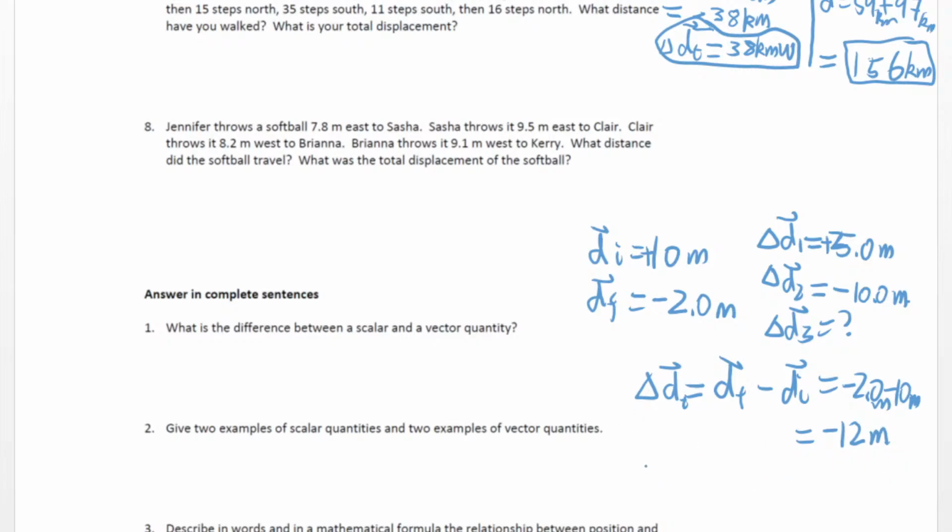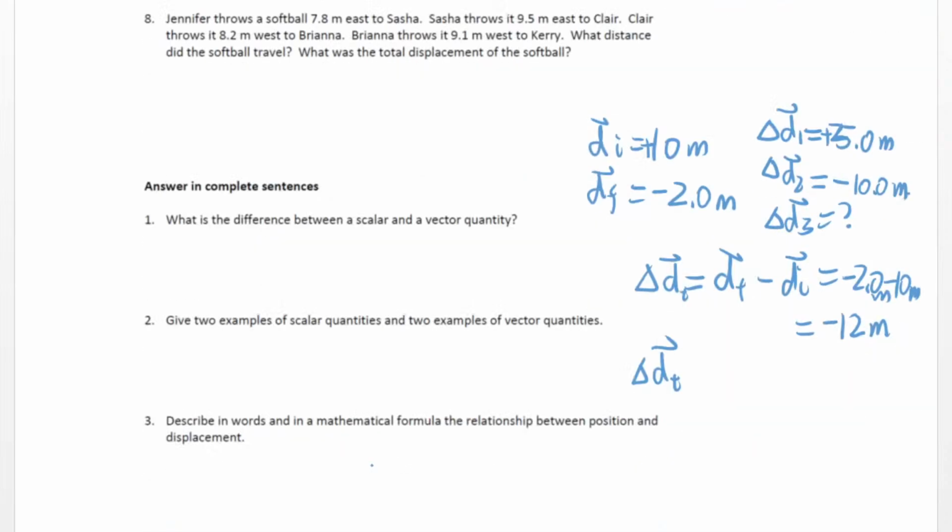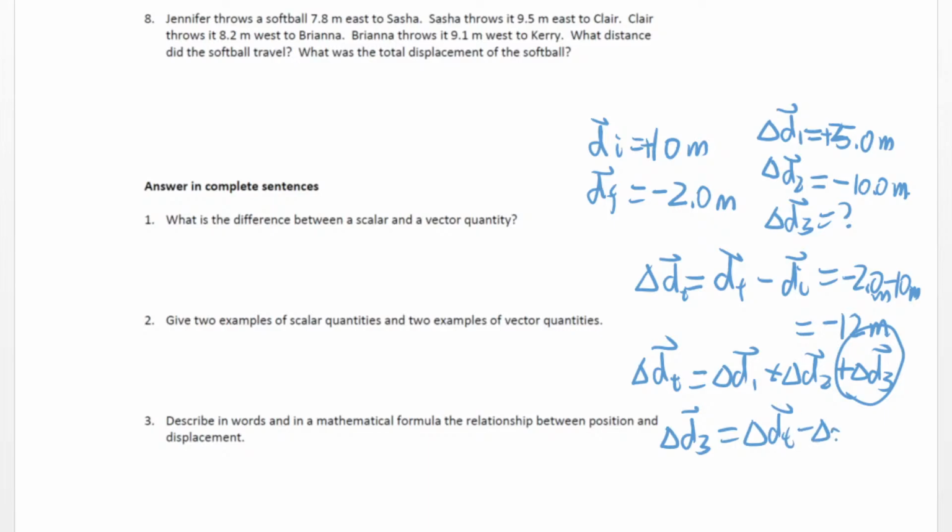Now, we also know displacement total. I'll scroll down a little bit so you can see what's on my screen. Total is equal to displacement 1 plus displacement 2 plus displacement 3. So to find displacement 3, displacement 3 is equal to total minus 1 minus 2. So total is negative 12 minus 5.